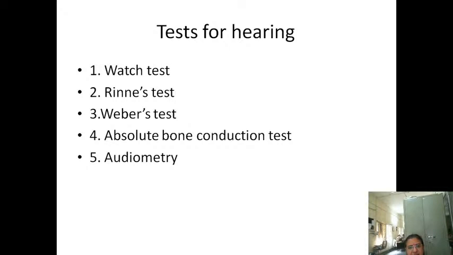Rinne's test and Weber's test and absolute bone conduction test, these are done with tuning fork. And audiometry is done in hospital where with audiometer, computerized audiometry is done. Pure tone audiometry. Okay. This finishes the class. Thank you.